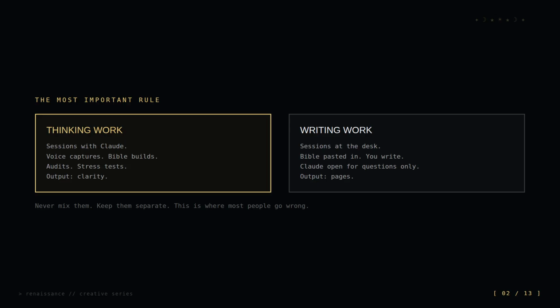Mode 2 is writing work, the sessions where you sit down with your creative Bible pasted in, your voice direction loaded, and you write. Claude might be open in a separate window for questions during this mode, but you're not in a back and forth with it. The output of this session is pages. Mixing the 2 is where people get into trouble. The creative drift happens when you're trying to write and also asking Claude to generate things, because the generation pulls you out of your own register and into Claude's defaults. Keep them separate. Thinking sessions with Claude, then writing sessions without it.